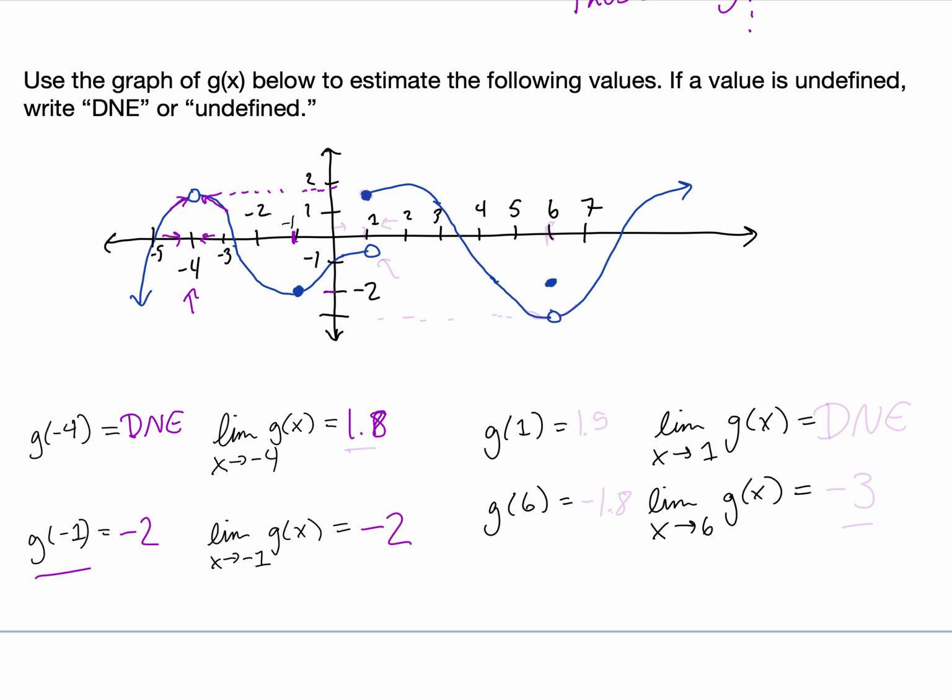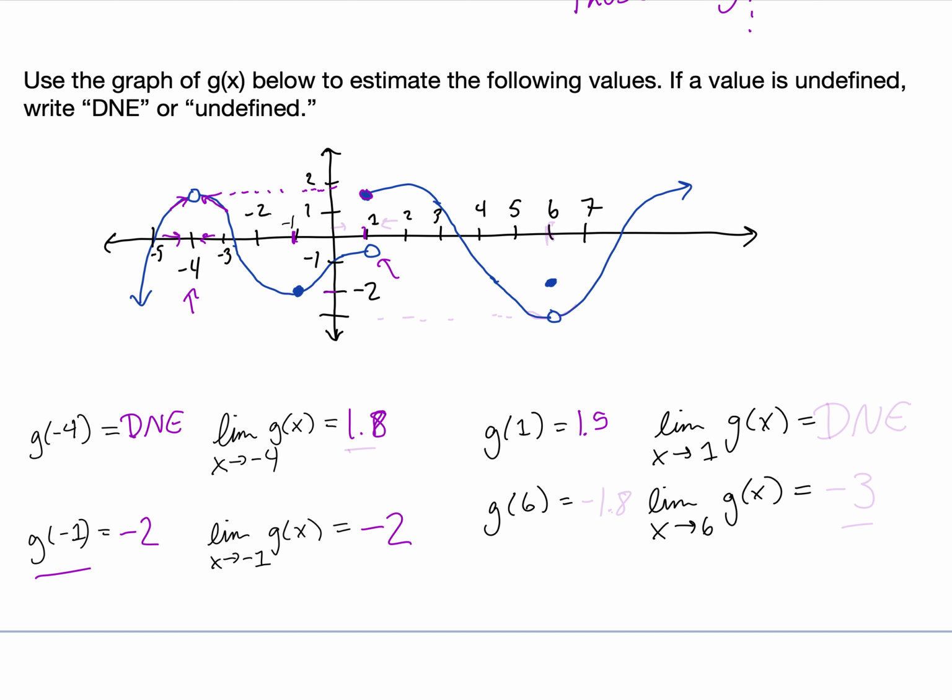G of 1, well, g of 1 is defined. It's defined by that closed circle right there. So maybe that's like a 1.5. Notice that this open circle is not g of 1. The open circle means we are not defined at that point.